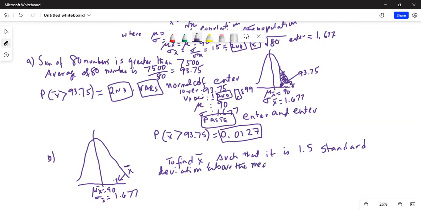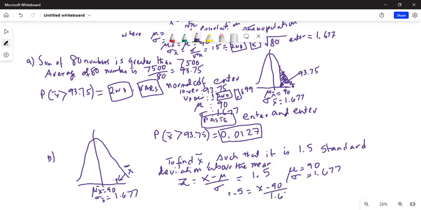What does it mean? It means the z-score, which is given by x minus mu divided by sigma. The z-score positive 1.5. Okay, and I know my mu is equal to 90. My sigma is equal to 1.677. So z-score is 1.5 is equal to x minus 90 divided by 1.677.